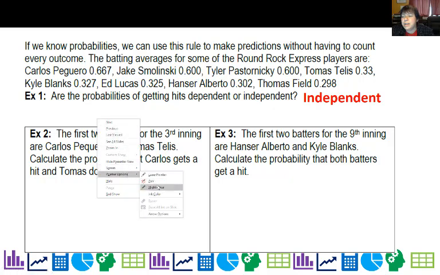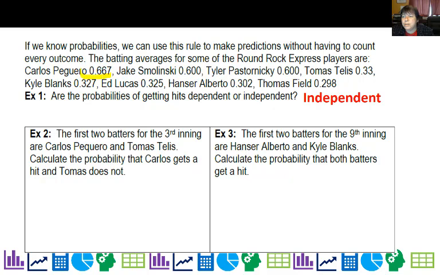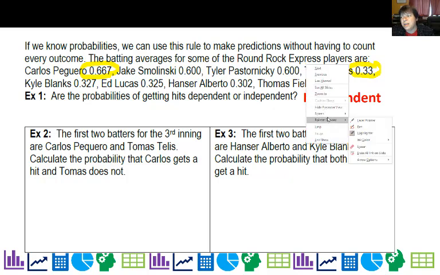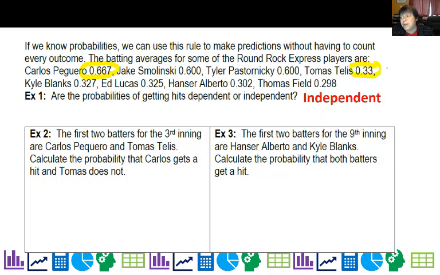Well, Carlos getting a hit, his probability is .667, okay? And Thomas Tellis is over here at .33. But the thing is, I don't want Thomas to get the hit. I want him to not get a hit. So right here, I'm going to do the complement, which is 1 minus .33. Let's see how well I can write with my mouse there. 3, there we go. This is why I mostly type it. All right, so that would be the probability of Carlos getting a hit and then Thomas not getting a hit.